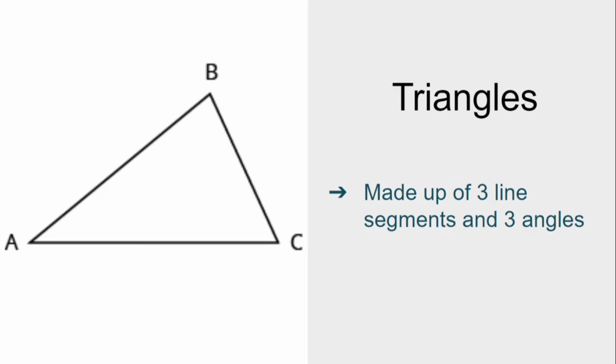The last thing we're going to go over are triangles. Triangles are polygons that are made up of three sides. The three segments that make up the sides in this image include segment AB, segment BC, and CA. A triangle also has three different angles and three vertices. Here, the vertices are A, B, and C, and the angles are angle BAC, angle ABC, and angle BCA.